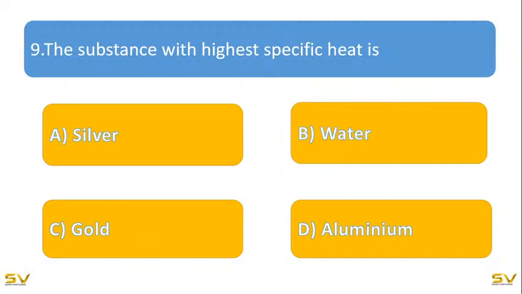Now coming to the next question, the substance with highest specific heat. So silver, water, gold, aluminium. Among the four, which substance has the highest specific heat? Is it silver? Is it water? Is it gold or aluminium? Which is the correct option for the ninth question?